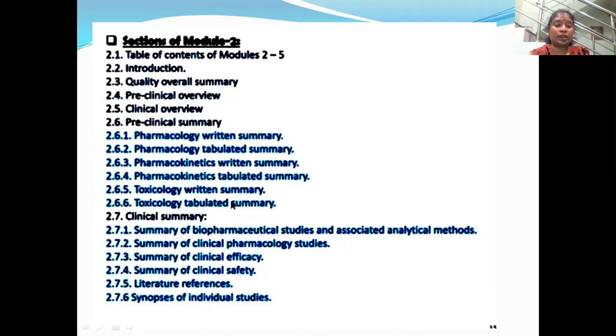So the clinical summary, what it contains means, biopharmaceutical studies and associated analytical methods, and a summary of the clinical pharmacological study. So all those things means clinical response you have to submit, means when you are administering a drug, the drug should treat the disease. So how it is treating the disease, the mechanism of action, and also the pharmacokinetic and pharmacodynamic studies, everything you have to submit in the clinical summary. So the clinical studies are conducted on the healthy humans and also the patients. So literature references and synopsis of the individual studies also you have to submit.